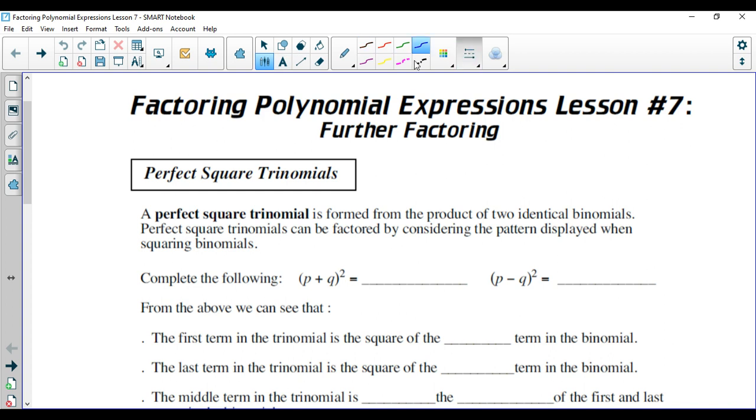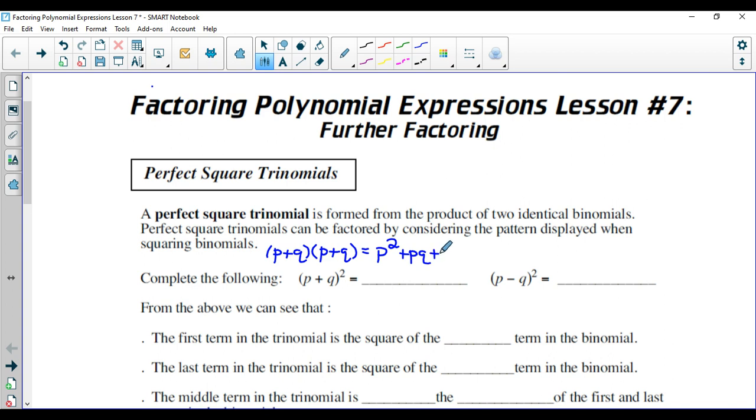So I'm just going to grab a pen, and again, anytime you have p plus q squared, that's telling you that you need to do repeated multiplication. So p plus q squared would be p plus q multiplied by p plus q. And if we use the FOIL method to expand this, first times first would be p squared. Outside times outside would be pq.